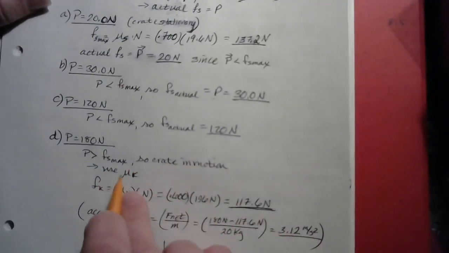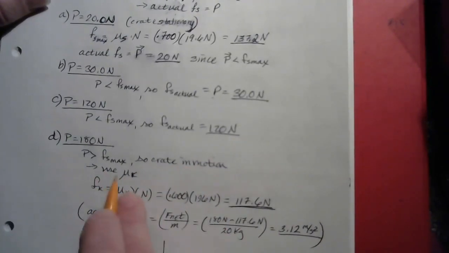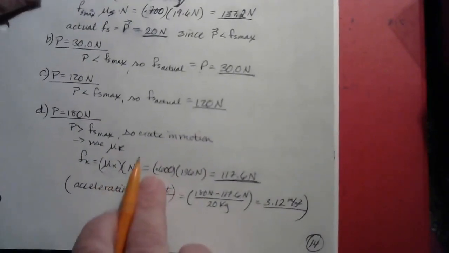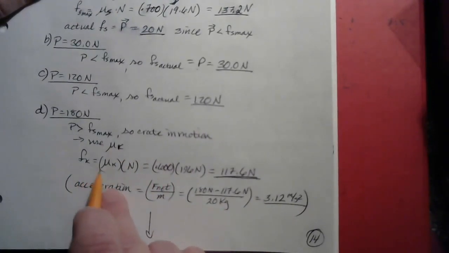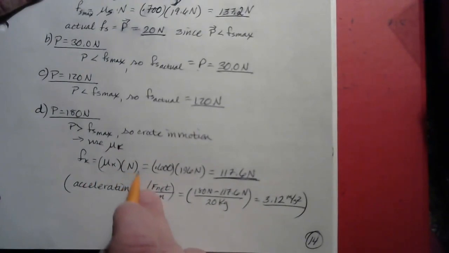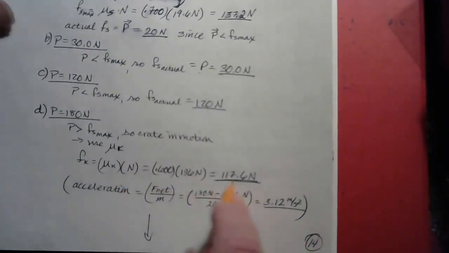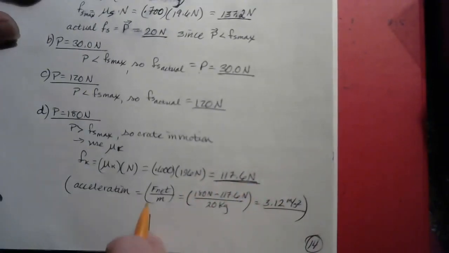So the crate is in motion, and we have to figure out what the force of kinetic friction is using mu sub k. So the force of kinetic friction is mu sub k times the normal force. That's 0.6 times 196 newtons, or 117.6 newtons.